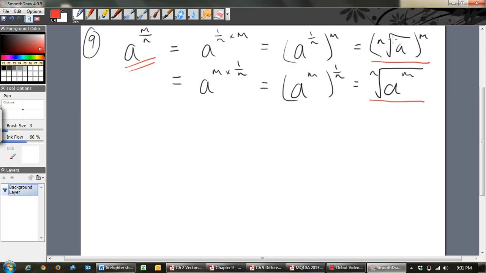In other words, you can take the nth root first and then raise it to the power of m, or you can raise it to the power of m and then take the nth root. It doesn't matter which order you do, both are true. So let's do some examples of that.